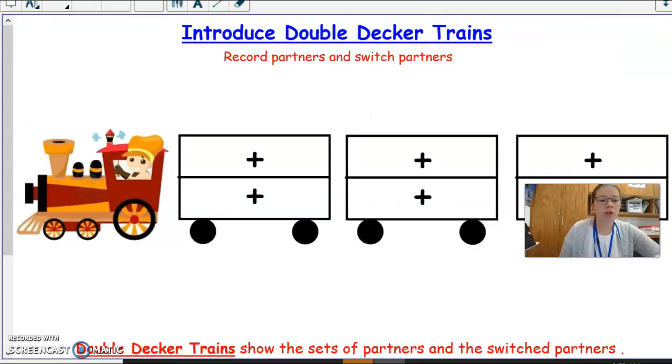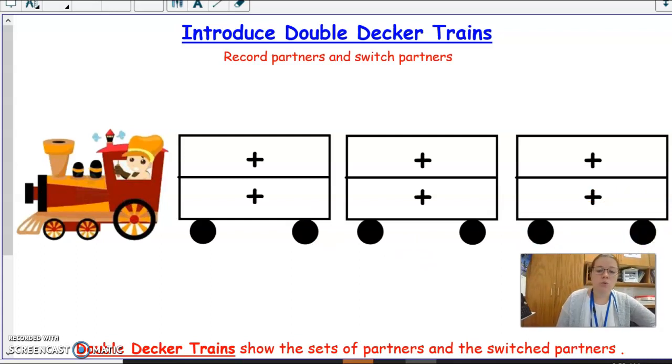All right, so today we're going to be looking at a double-decker train. This is something that we have not done yet. So we want to show the sets of partners, and then we want to switch those partners. Remember our total, so this would be called a 7 train. These are all the partners of 7 and their switched partners. So let's start off with 1.